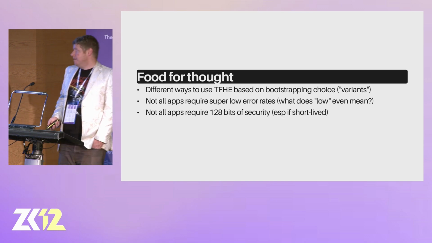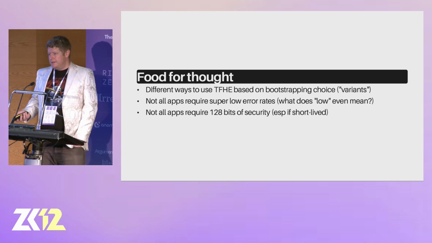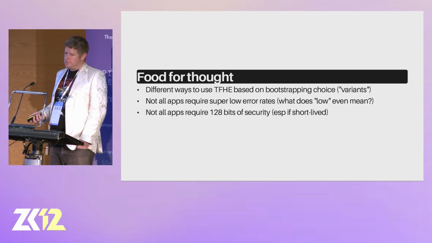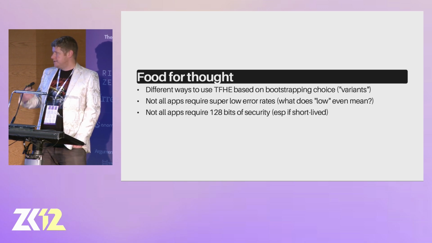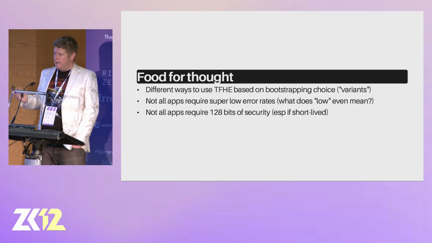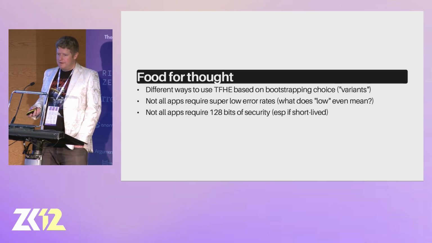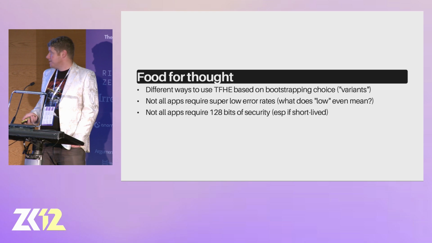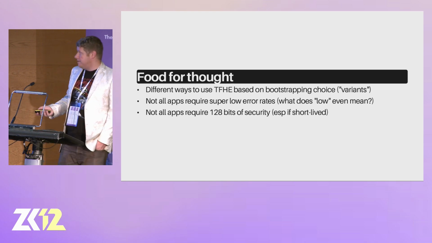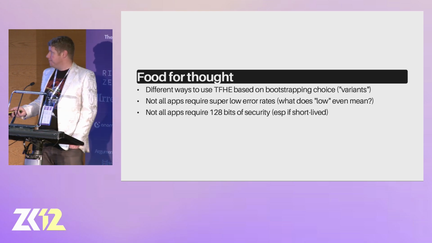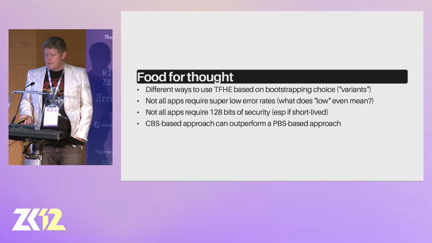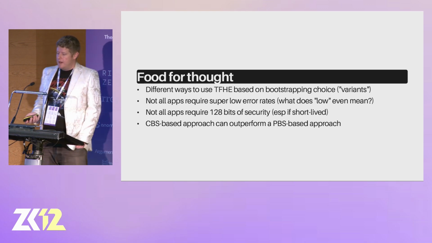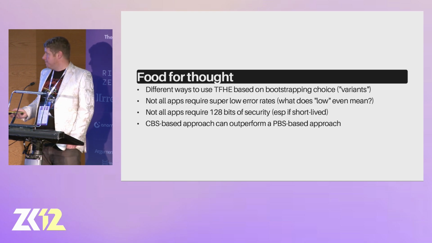And not all apps require 128-bit of security, in particular for short-lived little things like an auction where you run the auction, you threshold decrypt the answer, and now it doesn't really matter if everyone's bid is revealed because the auction is over. So in this kind of setting, maybe you can get by with less security, such as 80-bit. Under these kinds of conditions, circuit bootstrapping can outperform PBS by quite a bit.